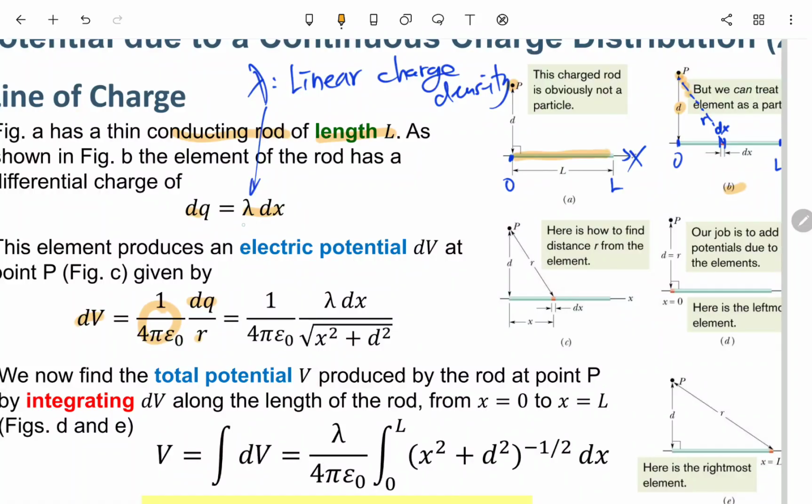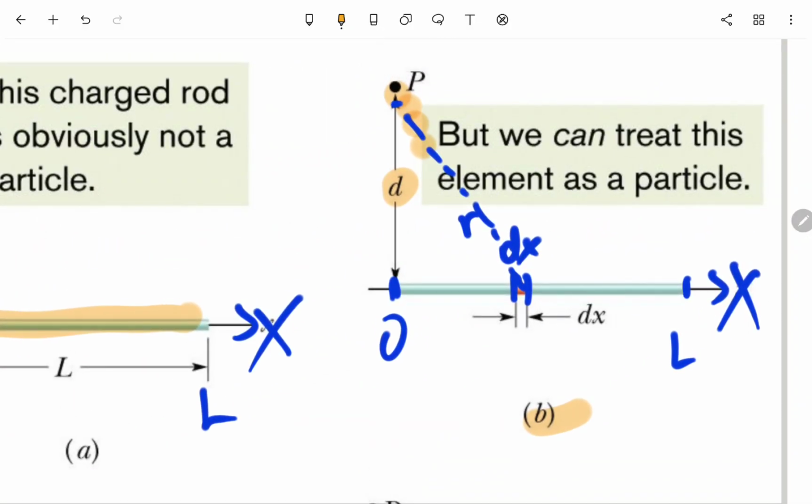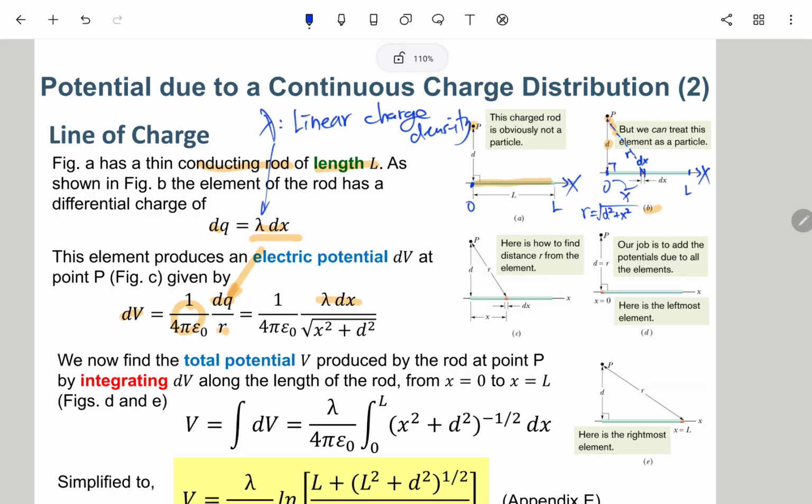Here we plug this into there. So we have lambda dx, and for r, this is a right angle triangle. This is x. According to the Pythagorean theorem, r equals the square root of d squared plus x squared. So r equals the square root of x squared plus d squared.